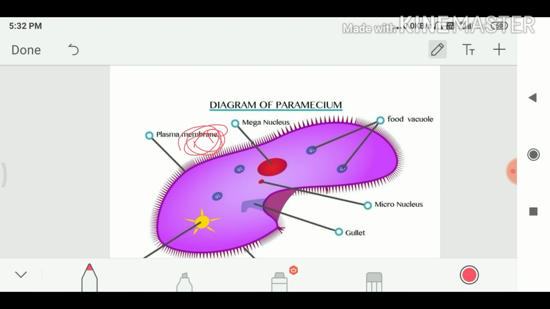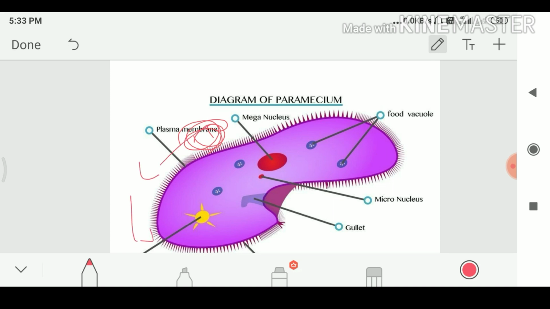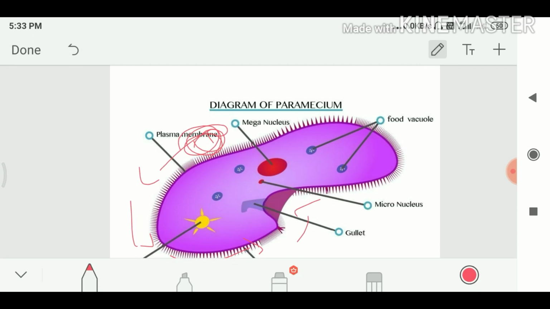So here is the food particle. Now what does the paramecium do? It passes food material towards the oral groove. Here written is the gullet, right? The paramecium moves its cilia and propels the food particles towards the gullet.